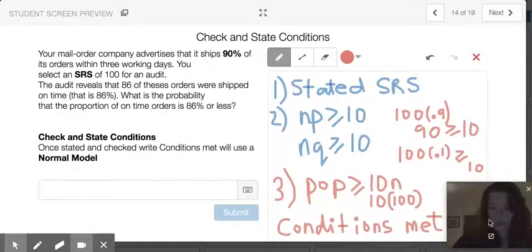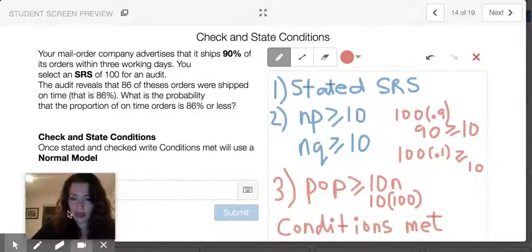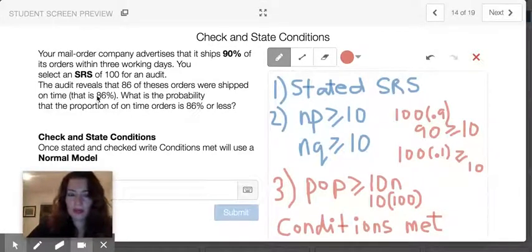What we want to do is state and check our conditions. The problem stated that it is an SRS. Sometimes it's not always going to state that it's an SRS, but it needs to be random of some sort. So we're going to say that the first condition is met. The next condition is we need to show that np is greater than or equal to 10. Our proportion of success, which is given, is 90%. So 100 times 0.9 gives 90, which is greater than or equal to 10. That works out.